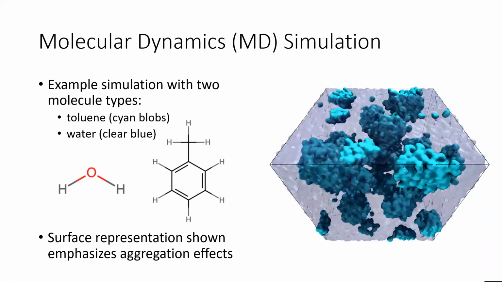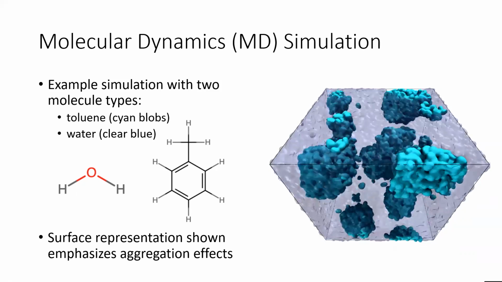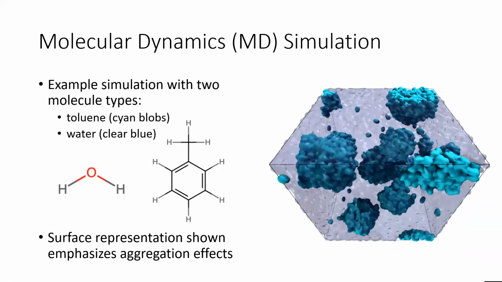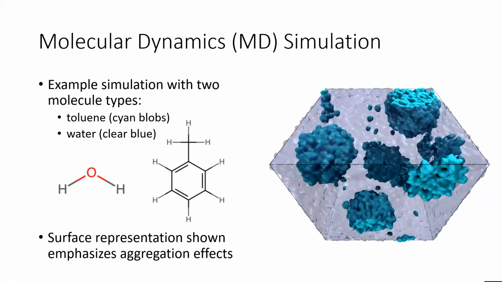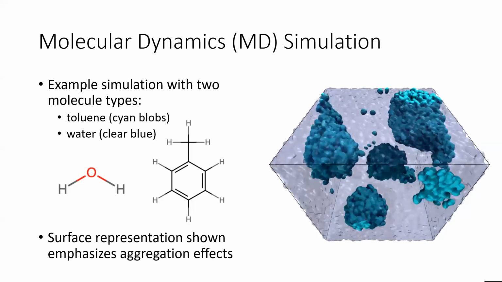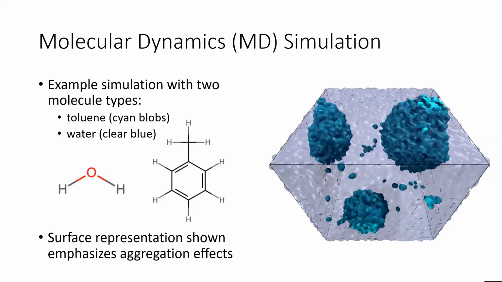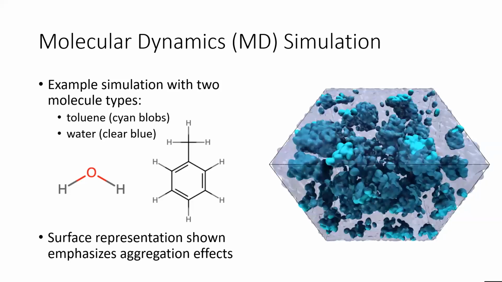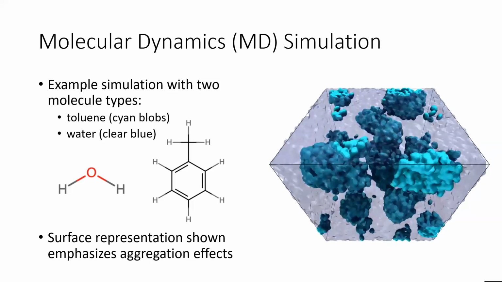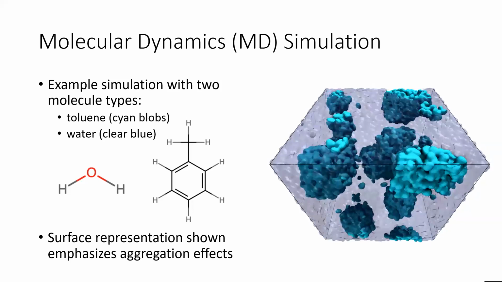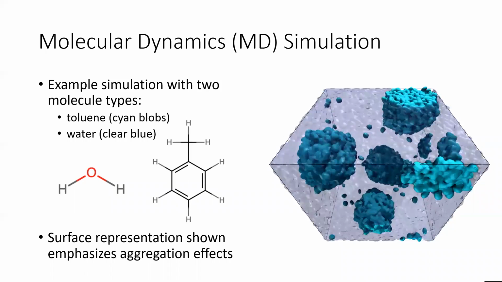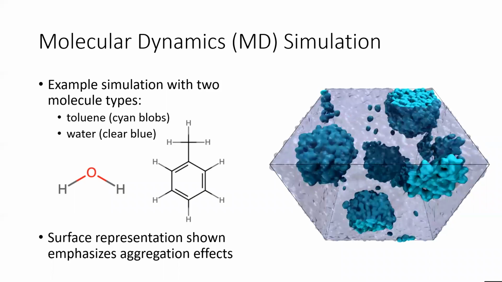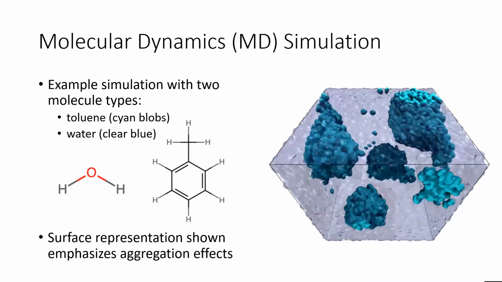I don't know how well this is showing up for our virtual participants. I know that sometimes the frame rate is a bit of an issue, but basically what you should notice, even for virtual participants, is that although I started with it evenly mixed, everything very quickly coalesced into just a small number of larger blobs of toluene.